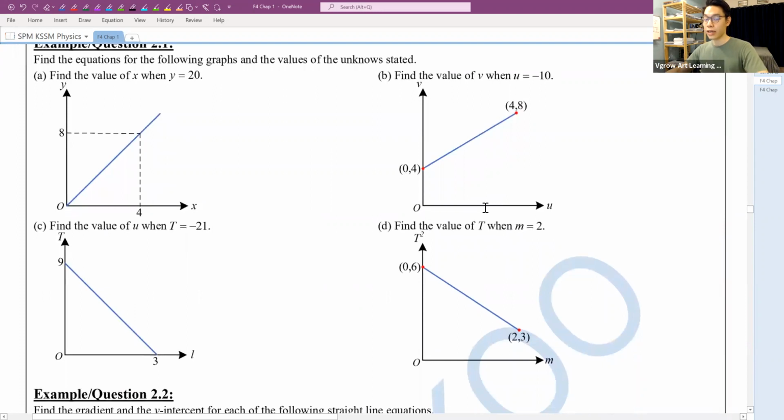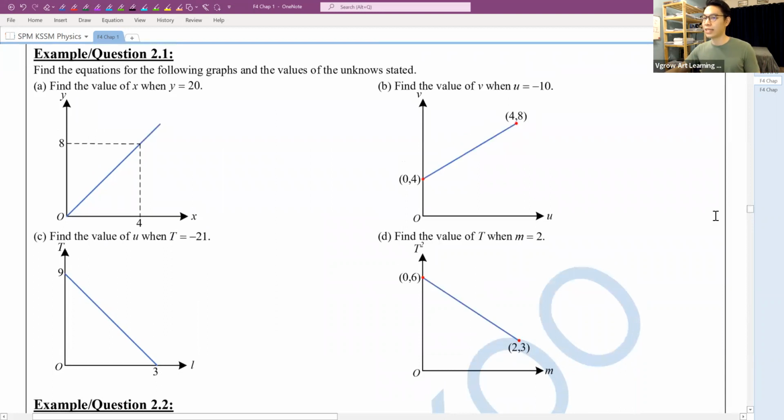Okay, in this example, it's a bit mathsy. We are going to do quite a lot of maths. So let's see first. They say find the equations for the following graphs and the values of the unknowns stated. So this is going through some basics of straight line graphs. This is important because sometimes after you plot a certain graph already, or sometimes you have a graph and you want to find the equation. Maybe you want to find the equation to get other values, like what we are going to do in this example. It is going to be quite helpful.